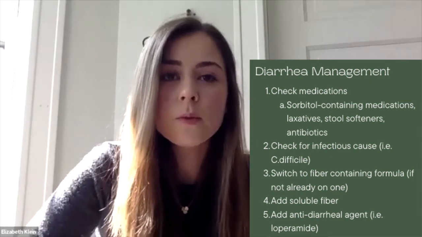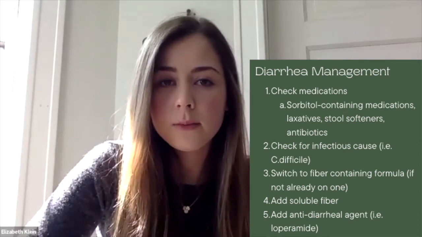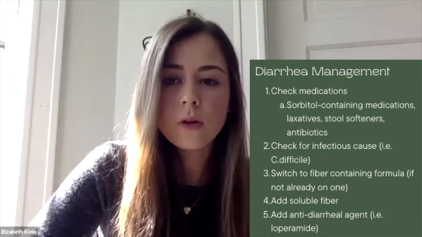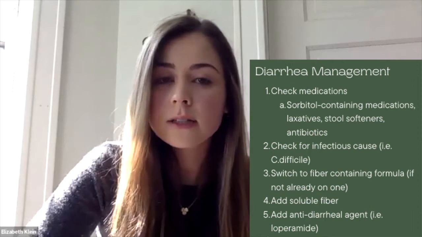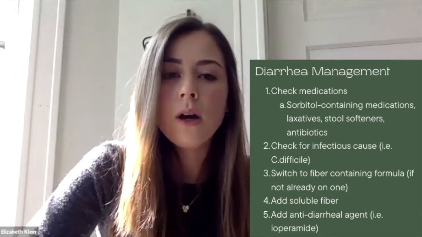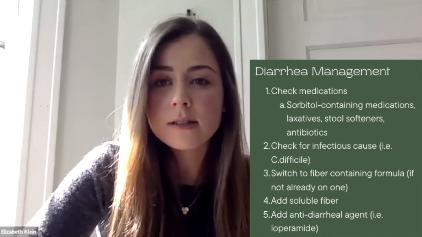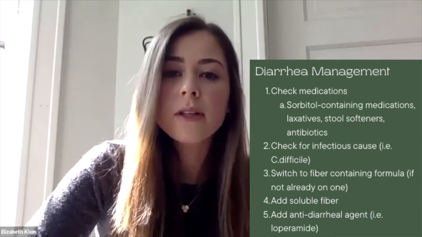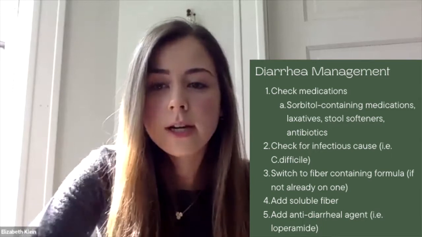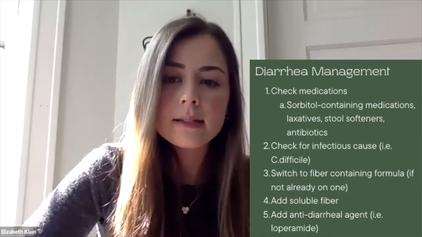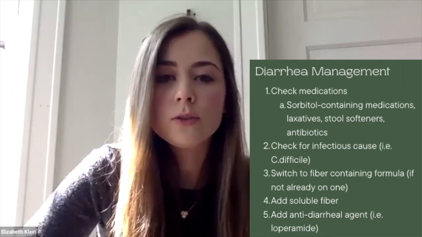First step, we would want to check their medications list, see if there's any medication that could be causing loose or frequent stools. Sorbitol-containing medications can be irritating to the gut and cause looser stools. So things like acetaminophen solution or any kind of medication that is in solution or an elixir typically has sorbitol added to it. And so that can cause that GI upset. Also things like laxatives or stool softeners, antibiotics, all of these can lead to diarrhea.